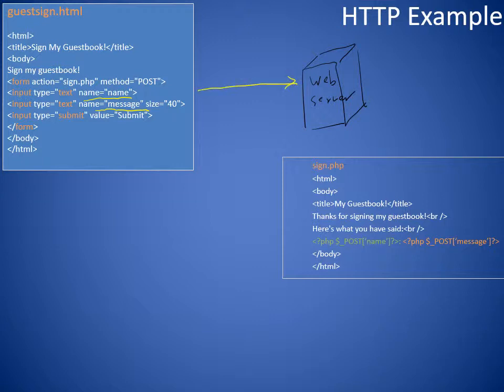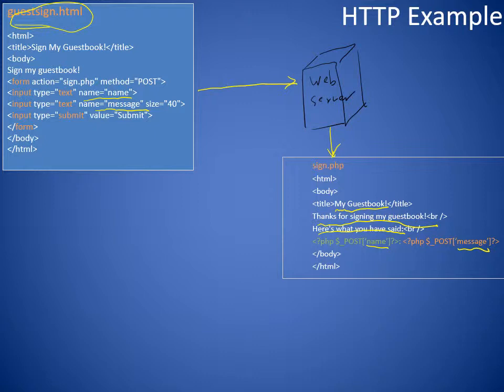And then when the web server receives it, it will return a web page back to the application that looks like the following. The web page will have the title "My Guest Book," and the content of it includes a string saying, "Thanks for signing my guest book, and here is what you have said," followed with the name and the message that has been posted by the guest.